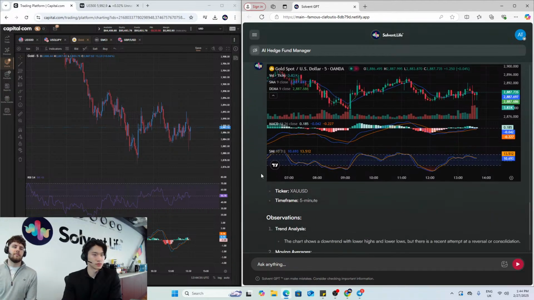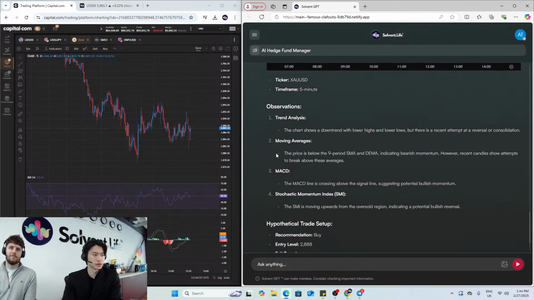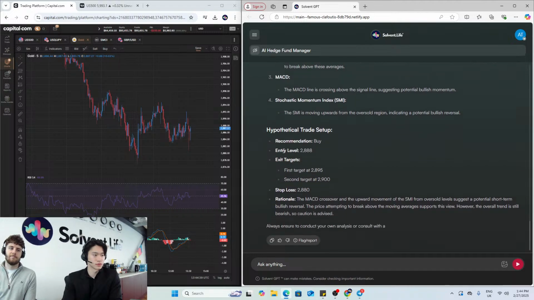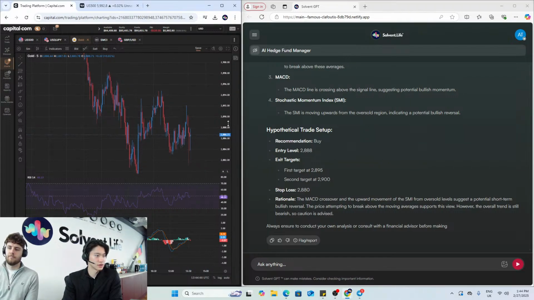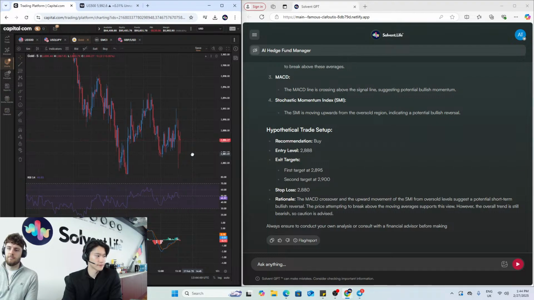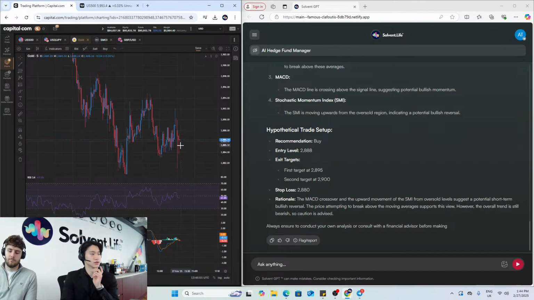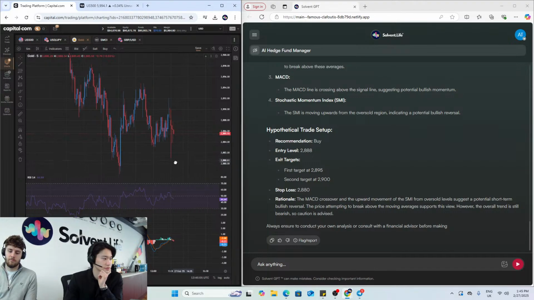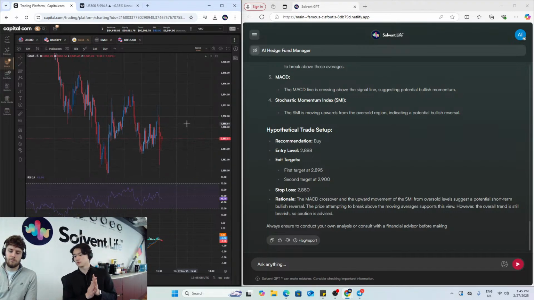Here we go. So it says 2,888 for a buy. First target at 2895, and then 2,900 second target. Stop loss of 2,880. What do you think about this trade?